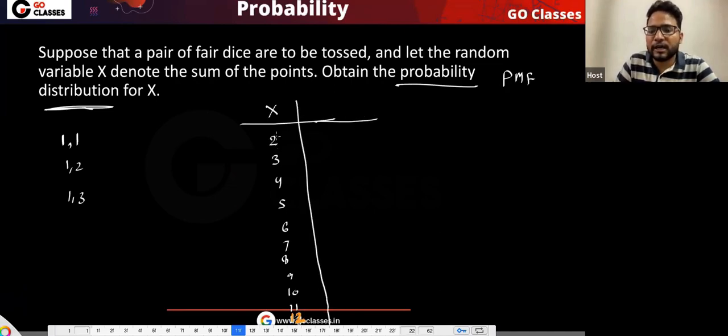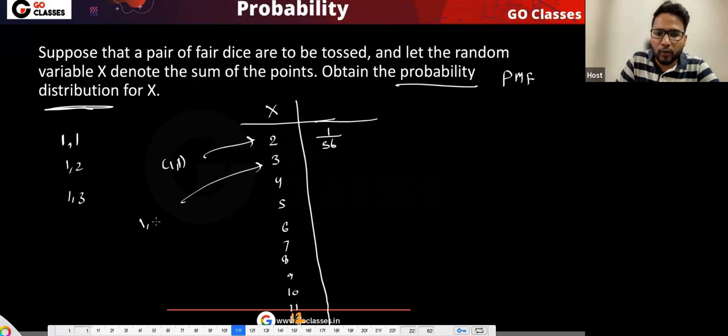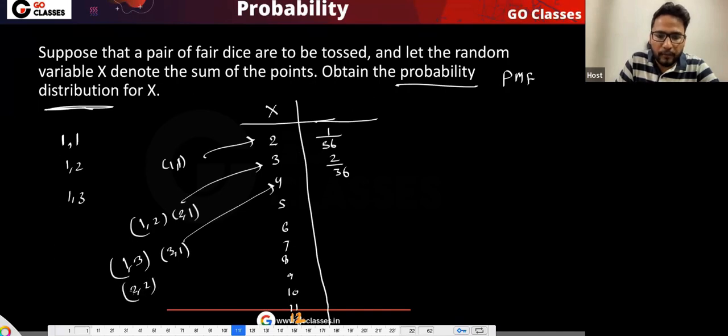So what is the probability that we get 2? It means the output should be 1, 1. The probability is 1 upon 36. For 3, the outputs should be 1, 2 and 2, 1, and the probability should be 2 upon 36. For 4, the outputs should be 1, 3 and 3, 1, then 2, 2. That is all, right? So you will be getting 3 upon 36, like that. And for 5, maybe it is 4 upon 36. From this pattern, I'm assuming this is 4 upon 36.